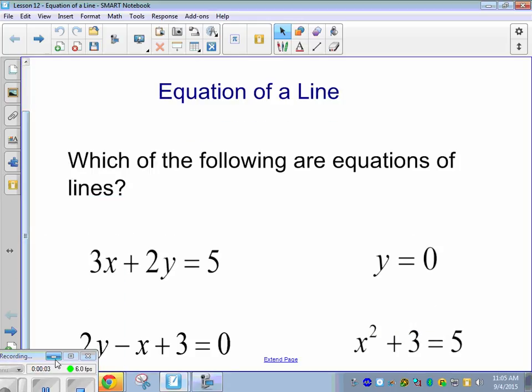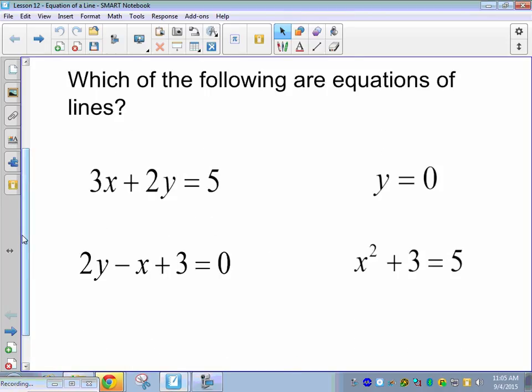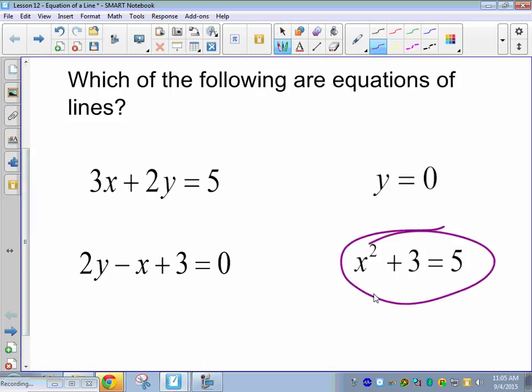Equation of a line, you guys. Which of the following are actually equations of lines? Actually, who could tell me which one of these is not like the others? Which one is actually not an equation? Carlos? No. That is a line. Yeah, Bree. Very good. So you guys, this one right here is not a line because it's a parabola.